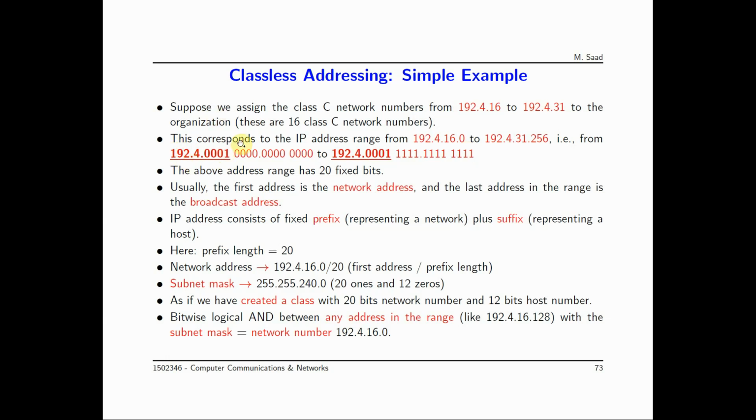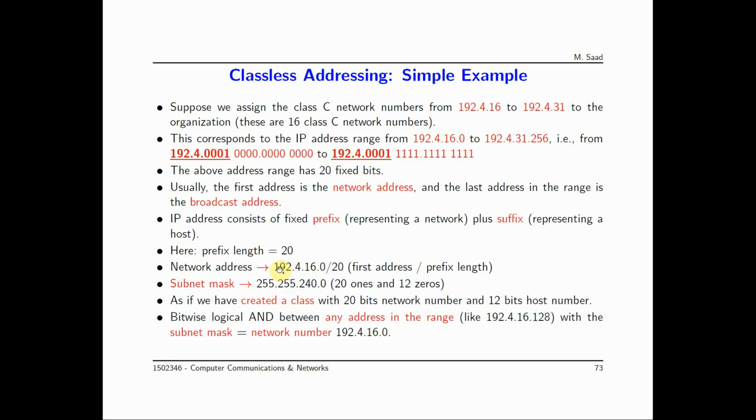But to be efficient, let's just mention the first address in addition to the number of fixed bits. So that is the network address. The IP address that represents this network, my organization's network, is 192.4.16.0. This is obviously the first address in the range, and we agreed that this is the network address.